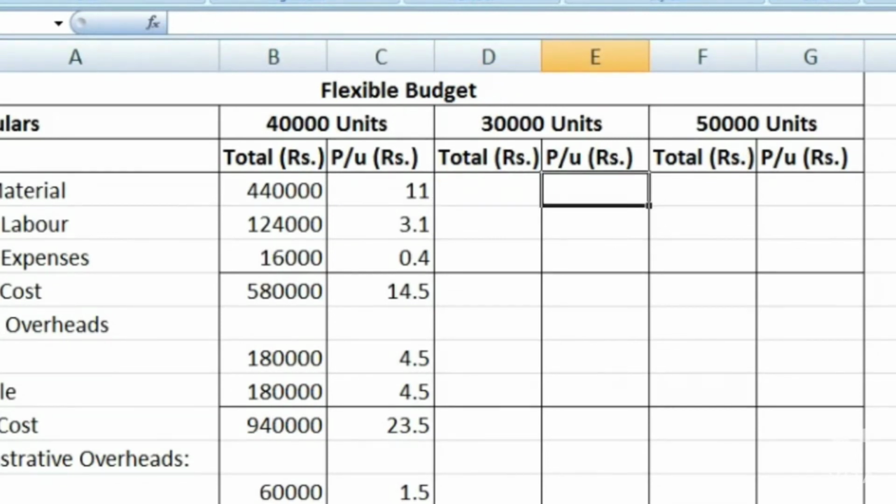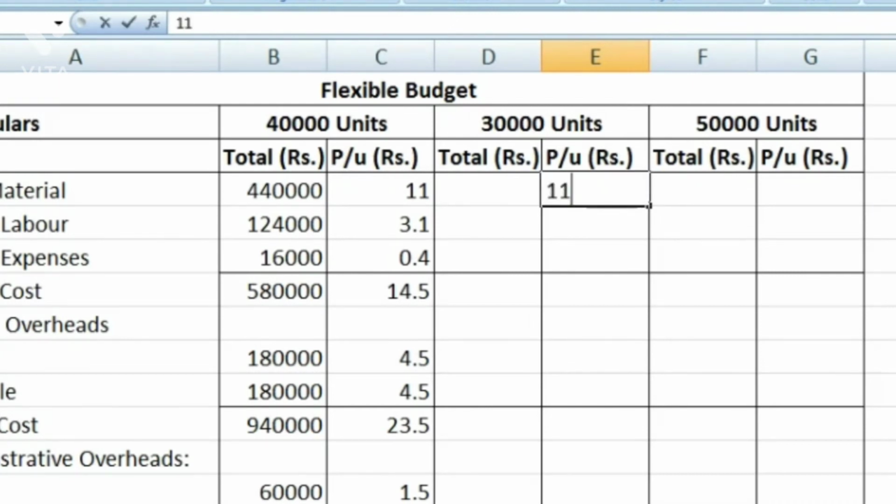So variable cost per unit remains the same and the total changes, and fixed cost total remains the same and per unit changes. Per unit fixed cost changes, while the total remains the same; variable cost per unit is the same and the total changes. This is the rule. I repeat once again: variable cost per unit remains the same but the total changes, and fixed cost total remains the same but per unit changes, right?